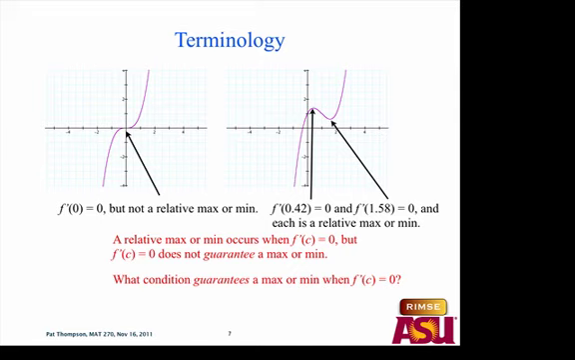So at 0.42, first derivative is 0. At 1.58, first derivative is 0. Okay? So we have a relative max at 0.42, a relative min at 1.58. So what is this first one? What would be a condition that would guarantee a relative max at 0.42? What can you think of?